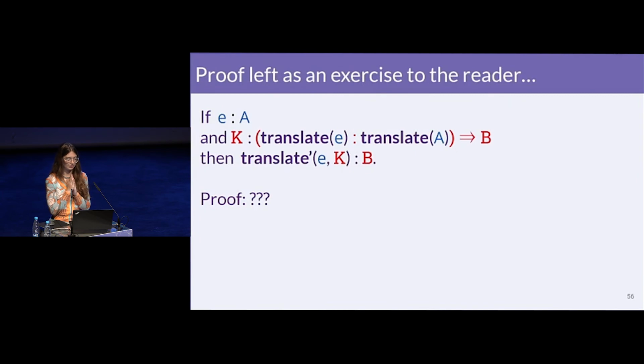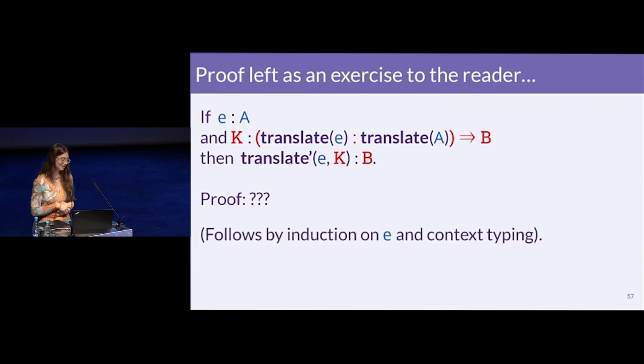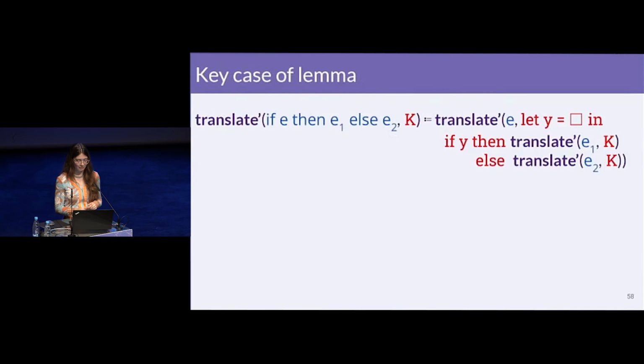So all that's left is proving the key lemma, and it's a bunch of smart people here, so I was hoping to get a lot of help here. I'm just kidding. So this follows by induction on the source program E and context typing in particular, because we're building up a lot of the program now in our target context, so we need to show that that is well typed. I mentioned very early on extensional equality.